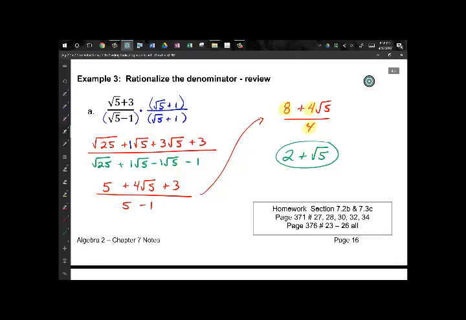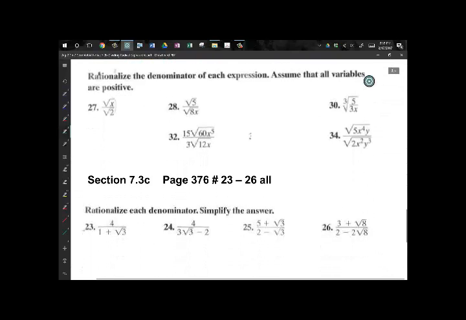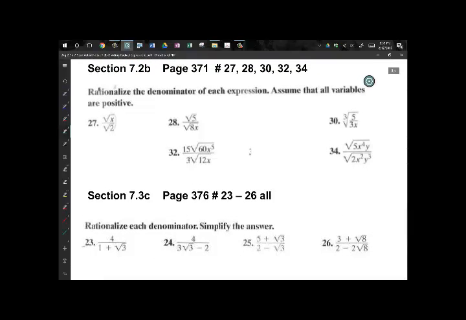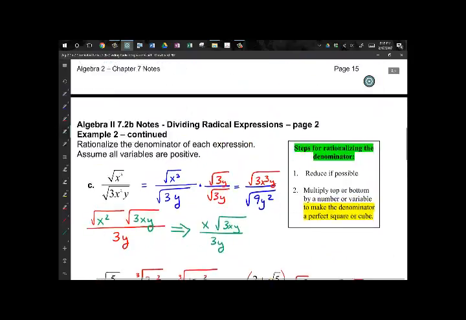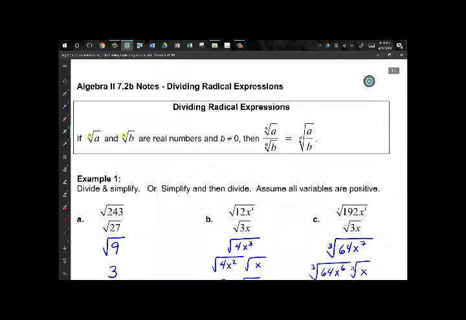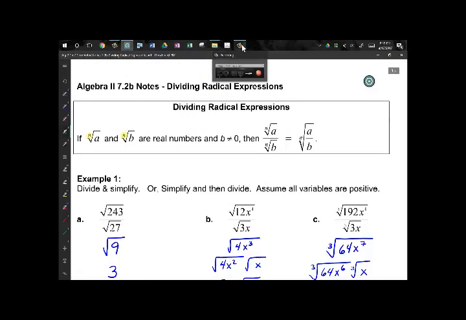We're going to have some problems on our homework tonight involving rationalizing denominators and some rationalizing when we have binomials in the denominator, as you can see down here. I hope this has been helpful in understanding best how we can divide radical expressions effectively when we're working with fractions.